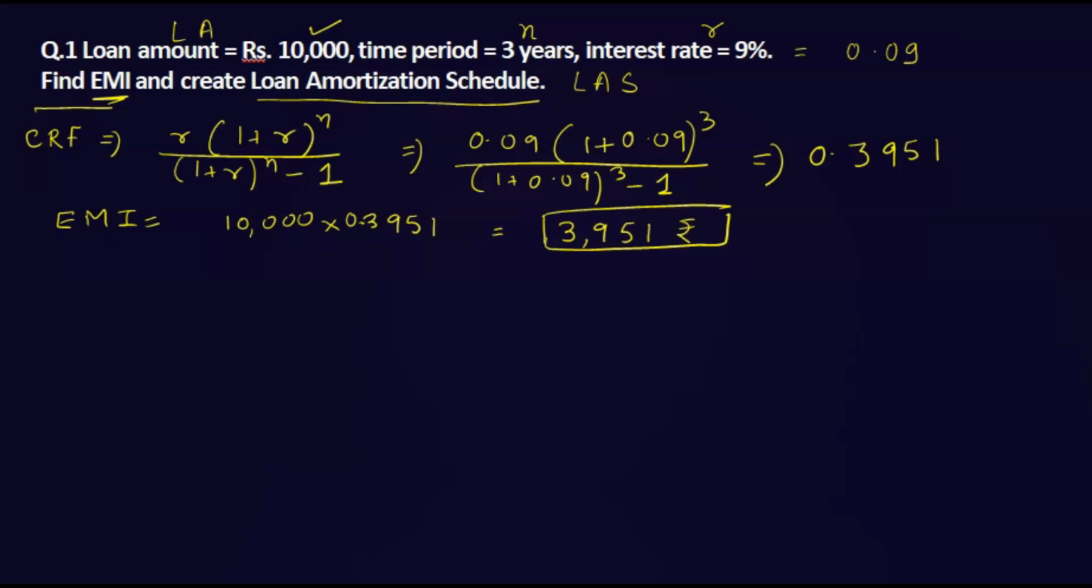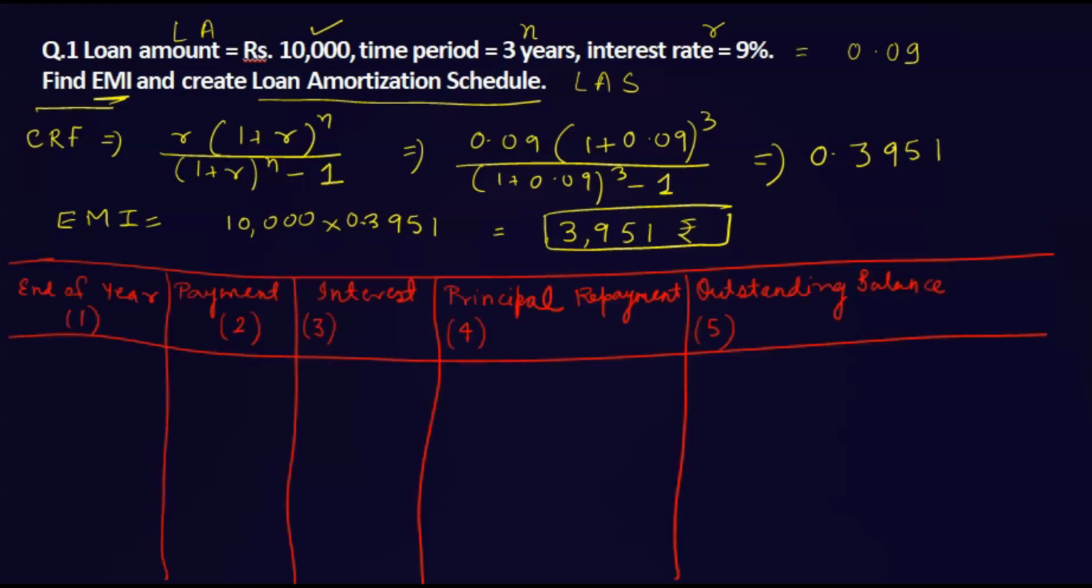Now we have to create the loan amortization schedule. For that we need to create a table like this. End of year: how many years are there? 3 years are there. So we can write at the end of 0 year, meaning the initial time only. We'll start with 0. Then the end of first year, end of second year, end of third year. Then payment, meaning at the end of each period how much amount we are paying, which we have already calculated. EMI is 3,951. Initially we are not paying anything.